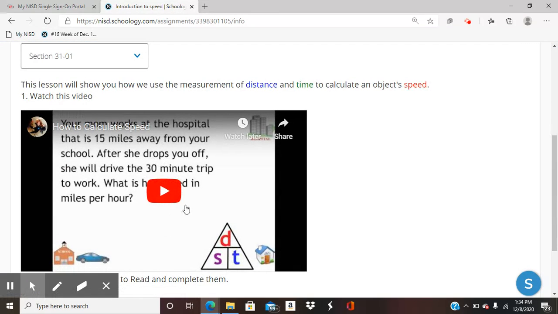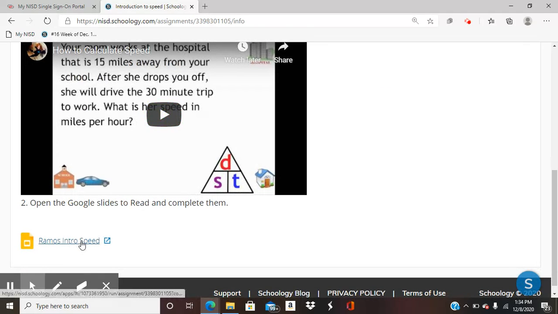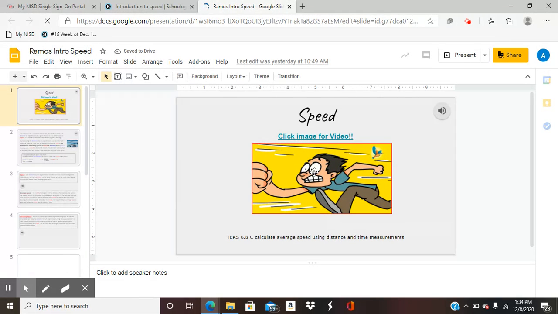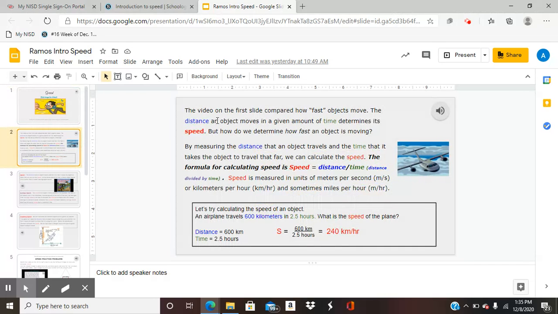So this is the video that you need to watch on how to calculate speed to give you a better understanding of calculations. As we click here on this slide, if you click this image, you will watch a video about speed. TEAC 6.8c means calculate average speed using distance and time measurements. The video on the first slide compared how fast objects move.